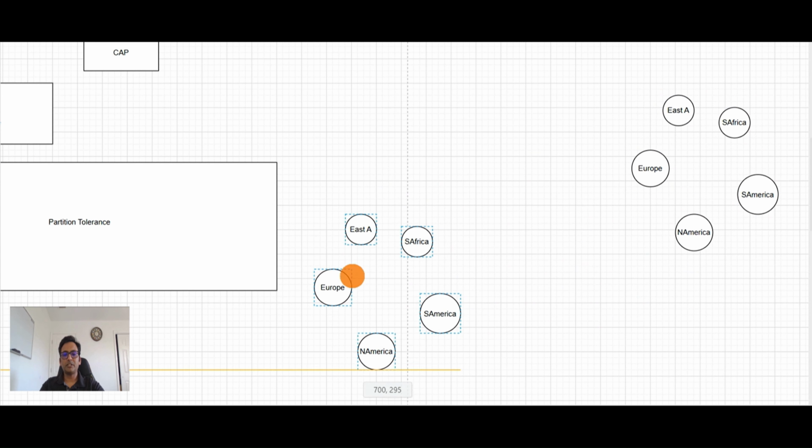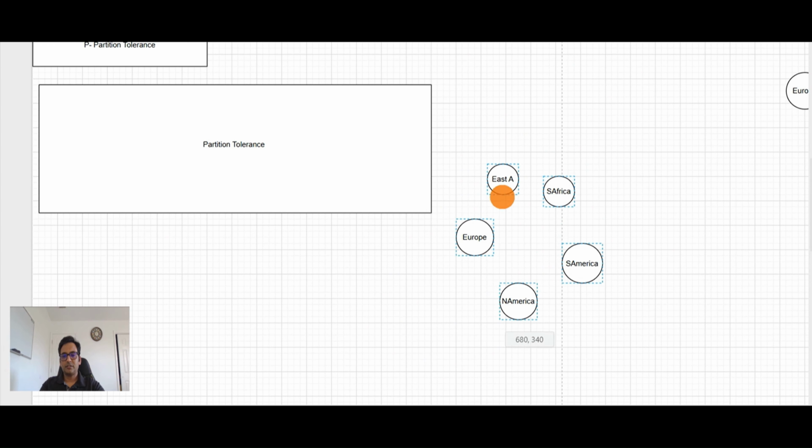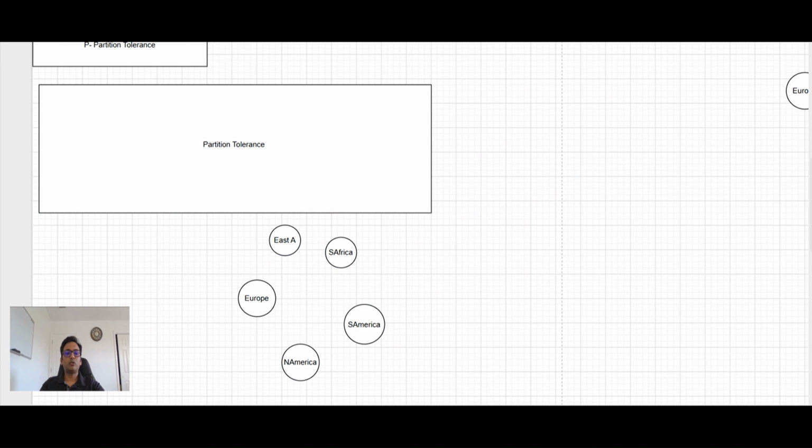So what is a partition? A partition is when, due to a network outage, some part of the system stops talking to another part. For example, North America and South America systems stop talking to the Europe, East Asia, and South Africa systems. While these systems can talk to each other, the two parts cannot talk to each other. We call it a partition. And the tolerance is that our system should be able to handle this partition, so that a user looking for data can still have the system running. That is called partition tolerance.